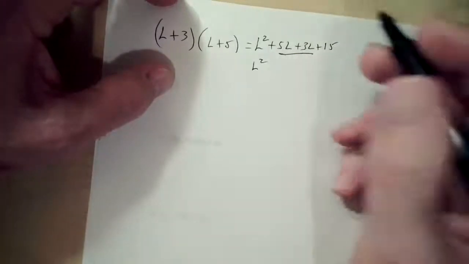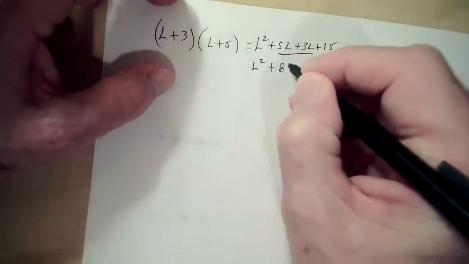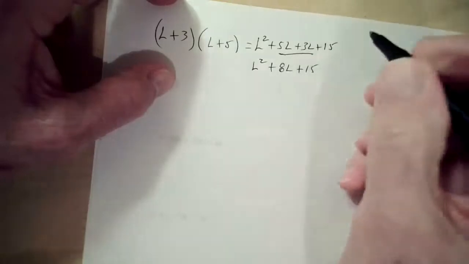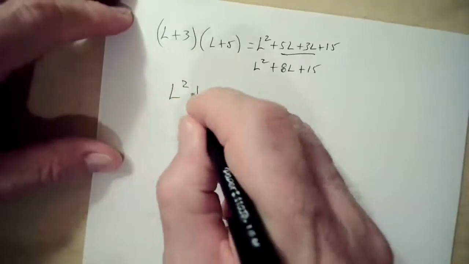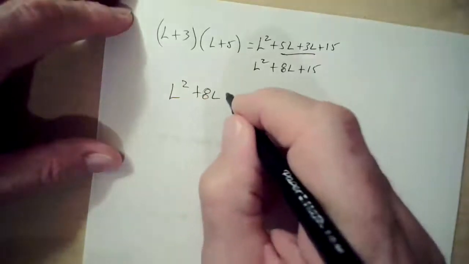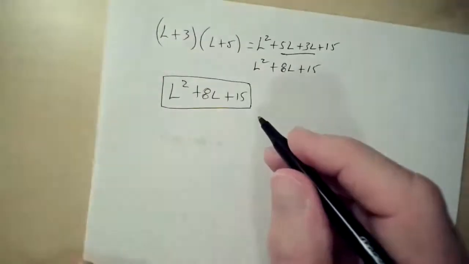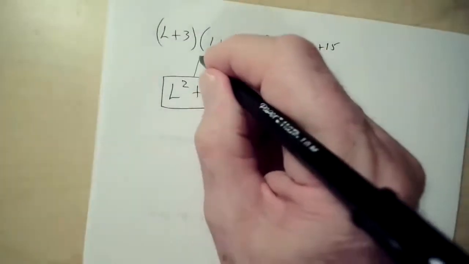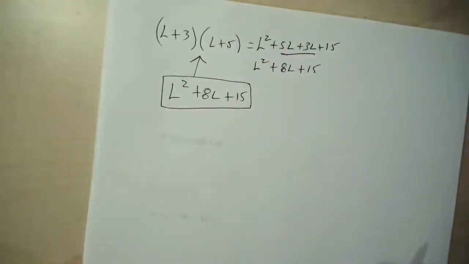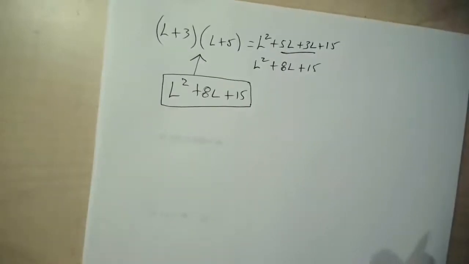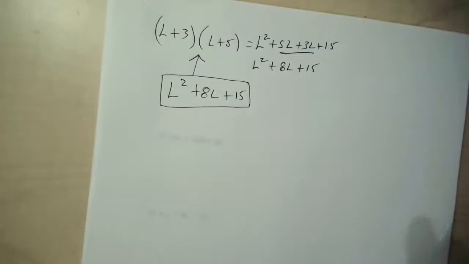So we have L squared. These two are common, what is that? 8L. Plus 8L plus 15. Now, L squared plus 8L plus 15. Now we're going to take this and factor it back into that. Now, how the heck are we going to do that?